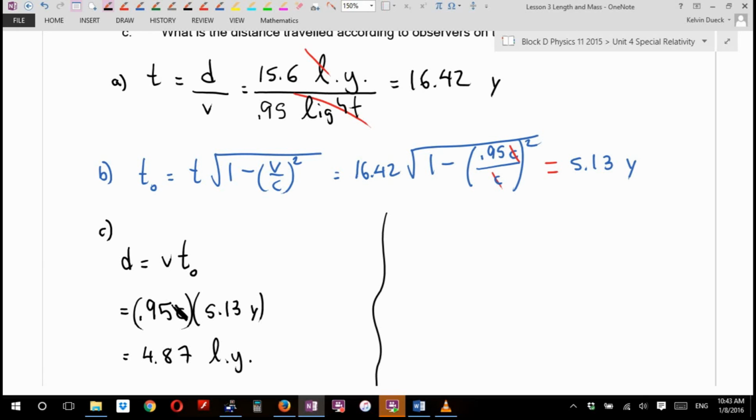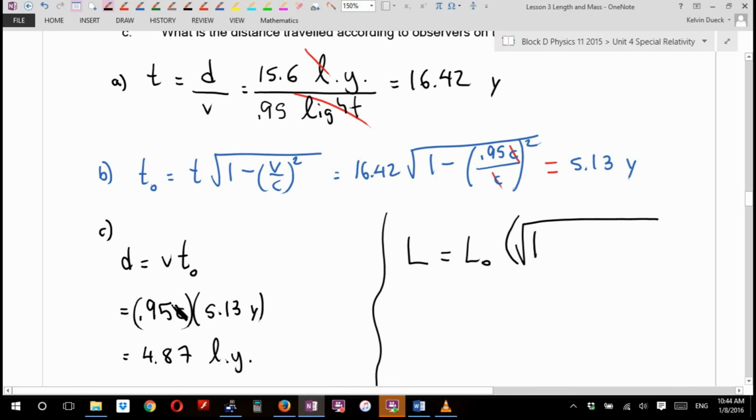You know what? Maybe we can also find this by going: I don't think I put a bracket there, did I? Let's try that again. Square root of 1 minus v over c all squared. What's the original actual length? How many light years do we measure at rest on Earth? I've scrolled down. What was it? 15.6?